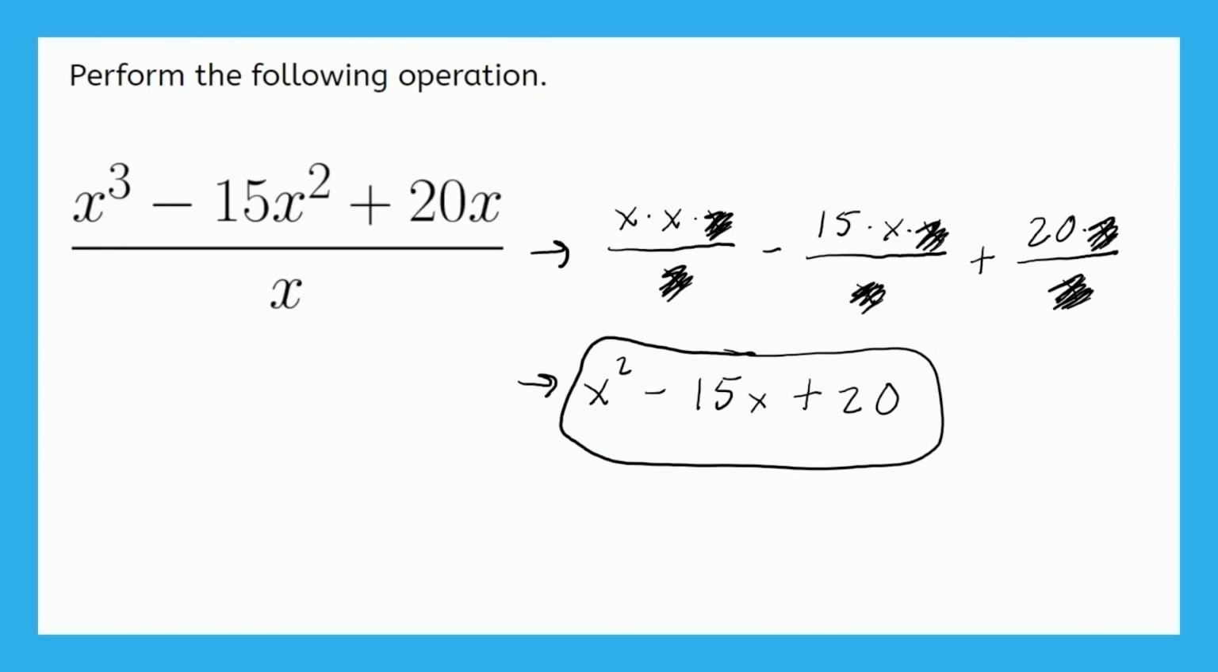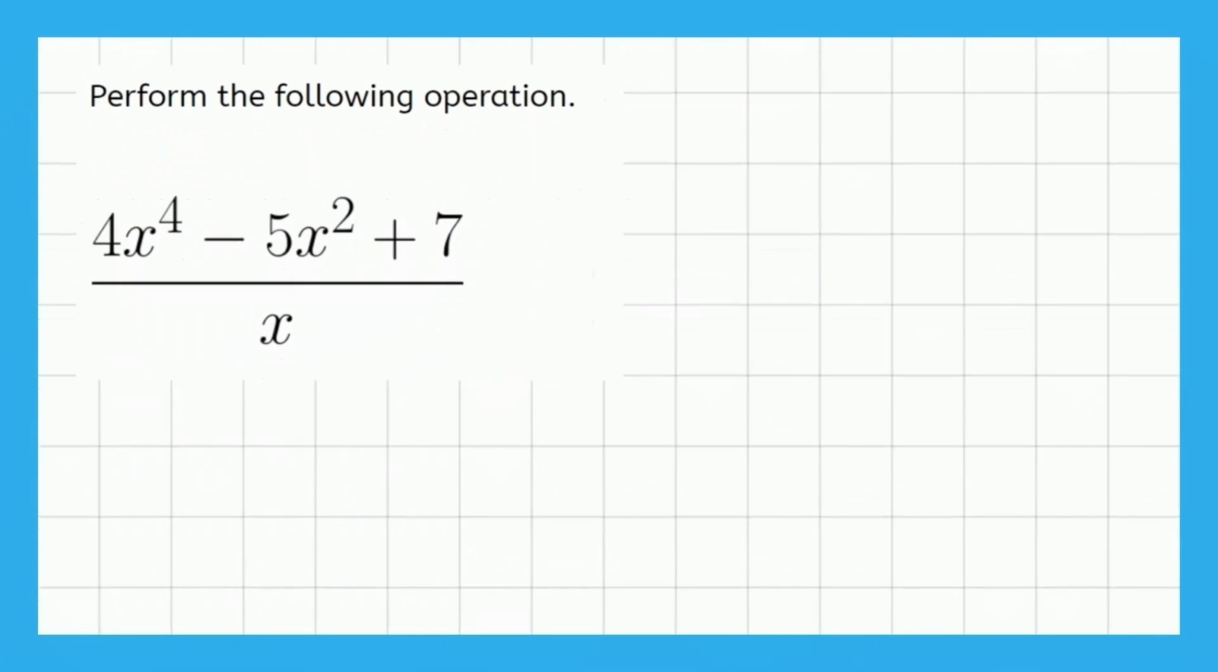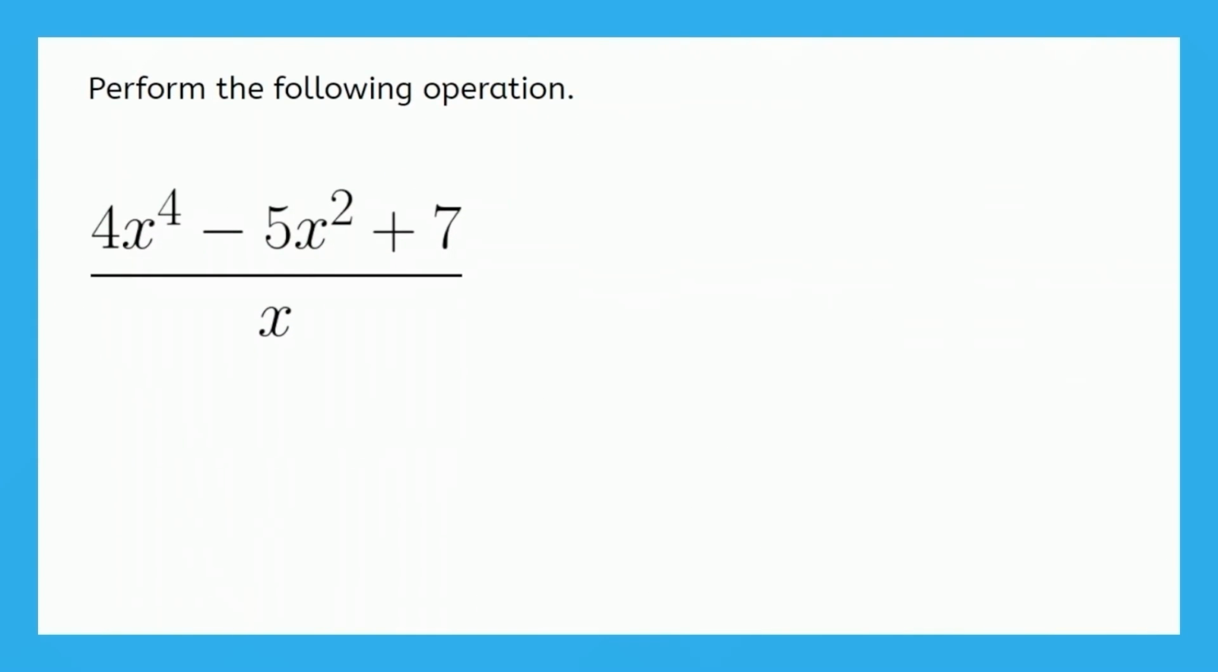So this next example is a little bit more complicated, because you'll notice that our third term on the top, the 7, has no x. So we'll talk about how to deal with that problem. So once again, we're going to do this first term divided by x minus the next term divided by x, and then plus the last term divided by x. So let's write all of this out.